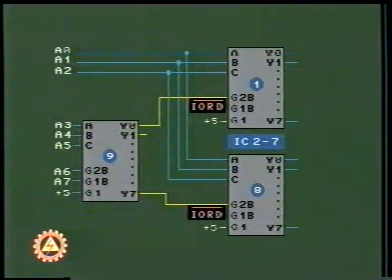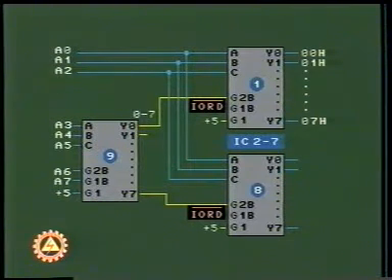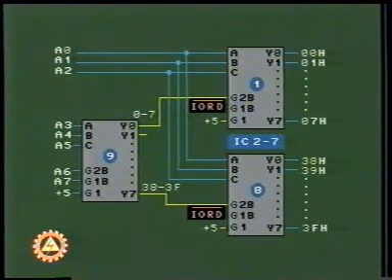Here, decoder 1 is enabled through Y0 of decoder 9 for the address range 0 to 07. The decoders 2 to 7 are enabled in subsequent blocks of 8 port addresses. The 8th decoder is enabled for the address range 38 to 3F hex.